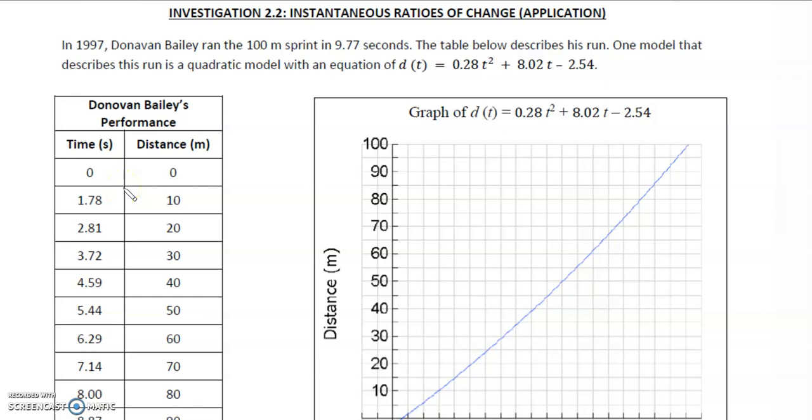Okay, investigation 2.2, instantaneous rates of change. It's supposed to be rates. Okay, and we're going to talk about this application.